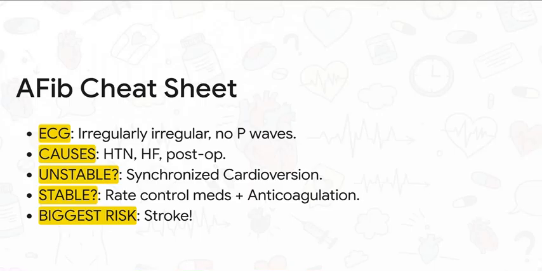And here it is, your final cheat sheet. The thing about AFib on the NCLEX is that it's super predictable. Master these points, the ECG signs, the difference between stable and unstable treatment, and that the biggest risk is always a stroke, and you are going to crush these questions. You have totally got this.